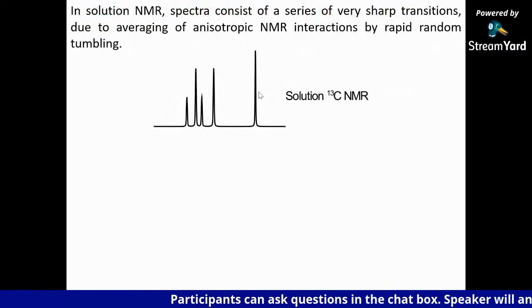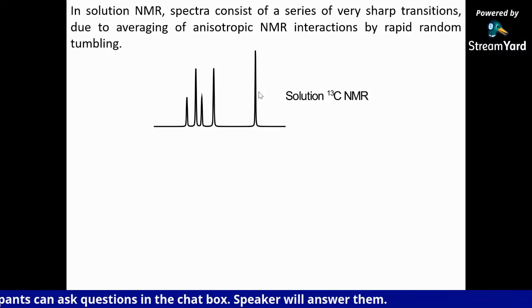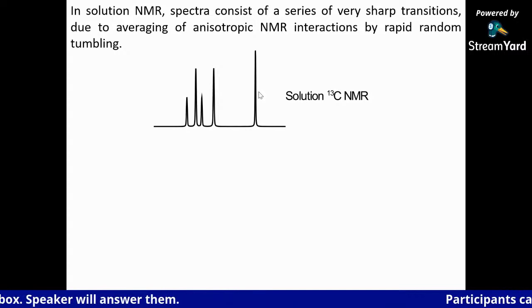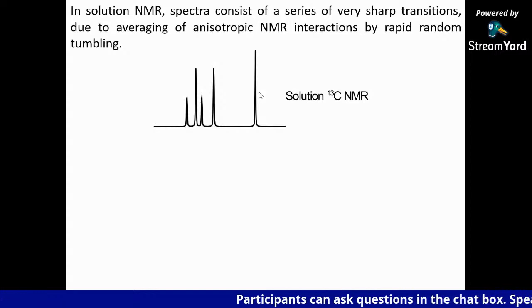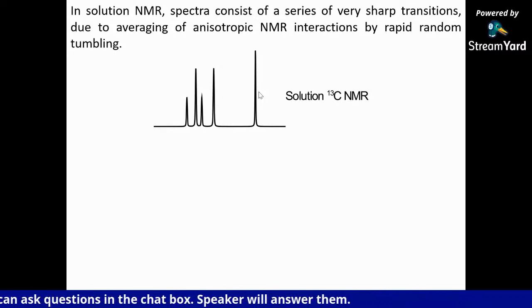In the solution state NMR, the spectra consist of a series of very sharp transitions. Friends, we can see sharp transitions, right? This is due to averaging of anisotropic NMR interactions by rapid random tumbling. I think we can discuss these NMR techniques and all analytical techniques in later lectures.